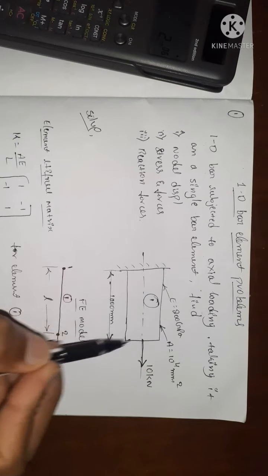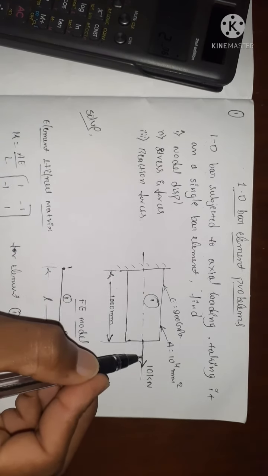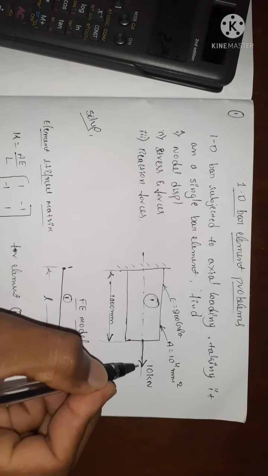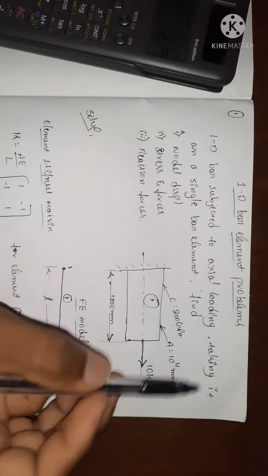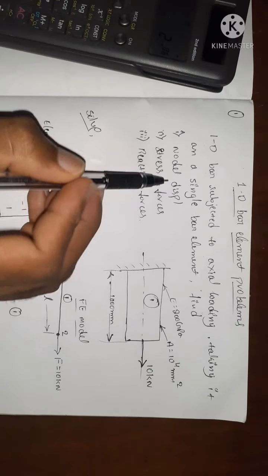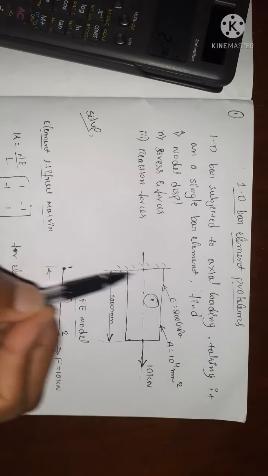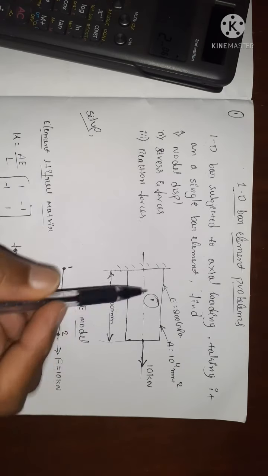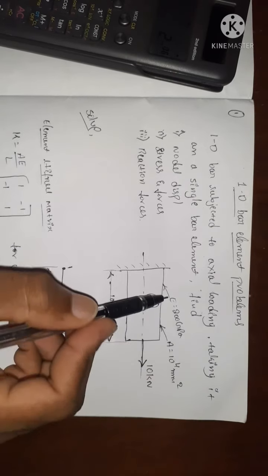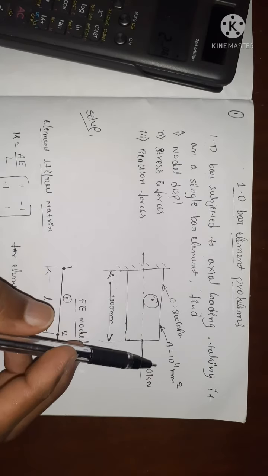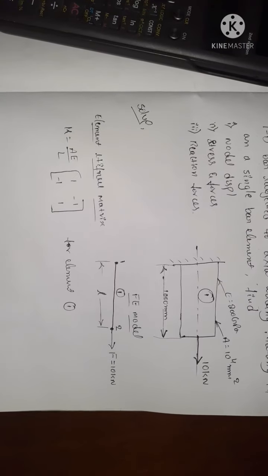So this is a bar. One end is fixed, the other end is free, and a load of 10 kilonewton is applied. So this is axial loading. Taking a single bar element, find the nodal displacement, stresses and reaction forces. So this is the problem I have. This is a bar element where the area and Young's modulus are given in the problem. So let us start.